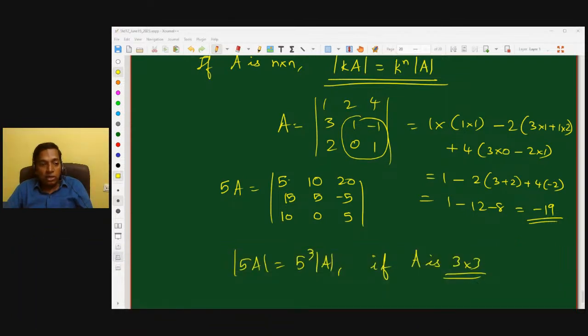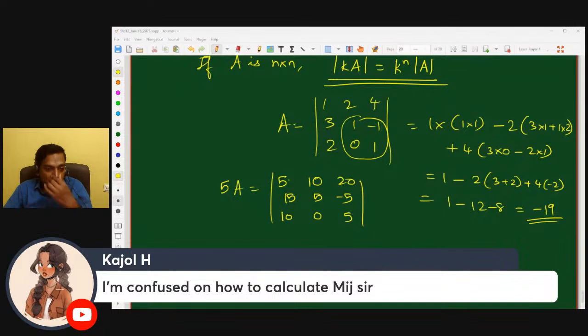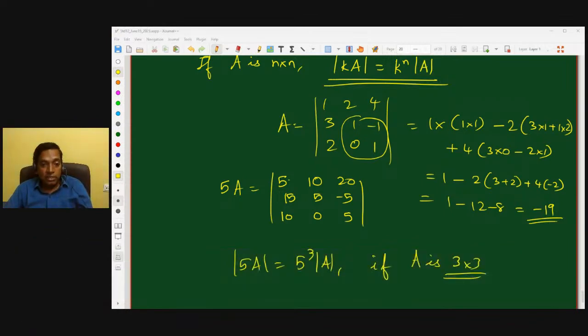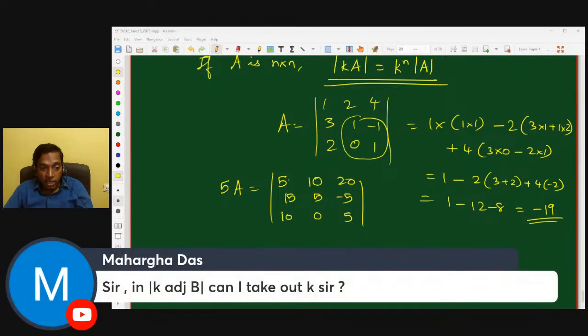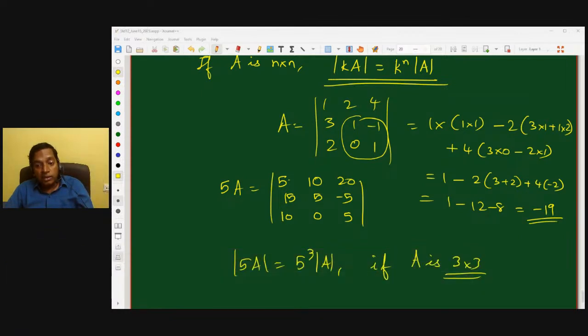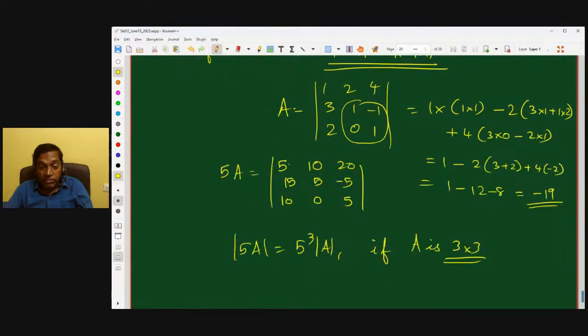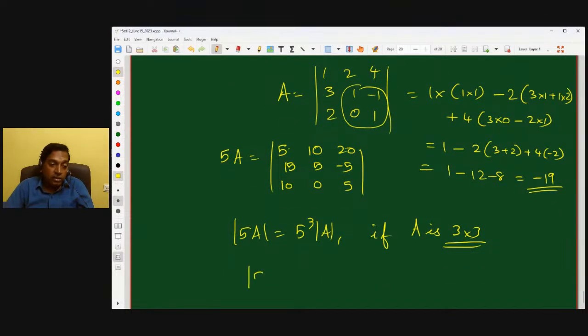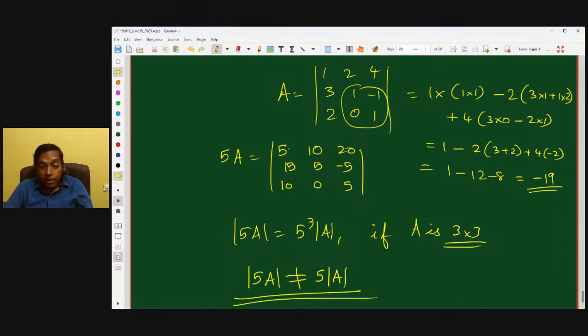Okay. Kajol, I'm confused how to find Mij, small Mij. Please remember, capital M is the matrix, small Mij is the entry. The way you do it is remove the ith row and jth column. That's what I showed step by step. No, you cannot take out K. Determinant of something, okay, that's what I'm just showing you. Determinant of 5A is not 5 determinant of A. It's 5 cube determinant of A.